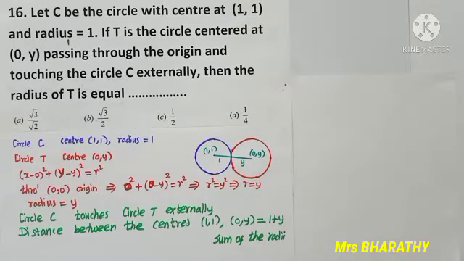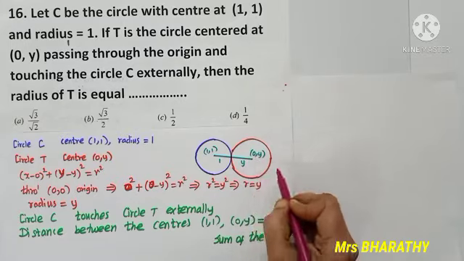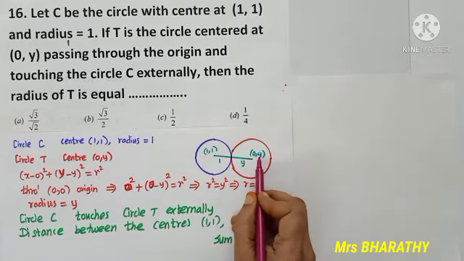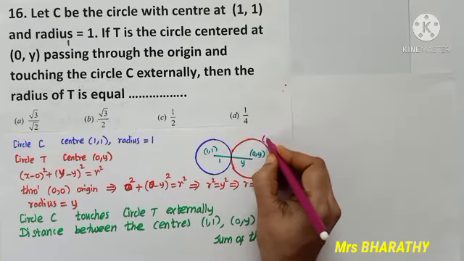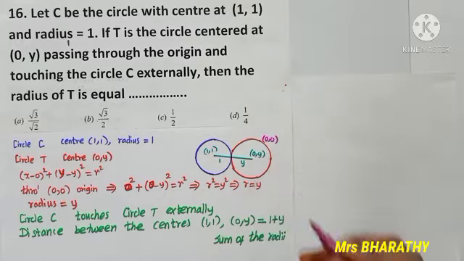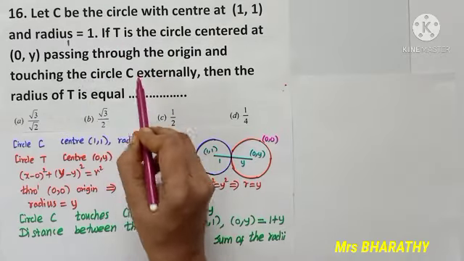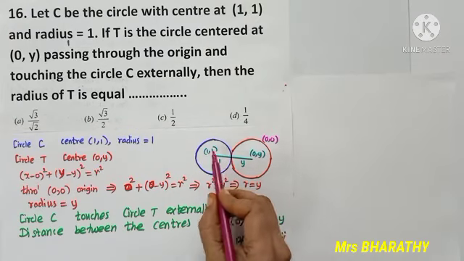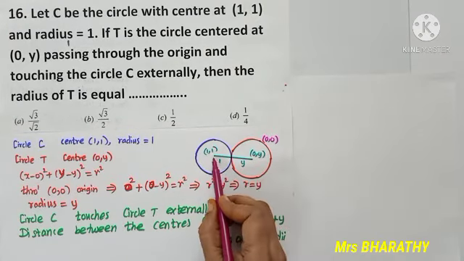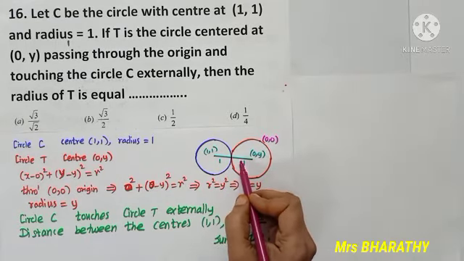Question number 16. C be the circle with center 1, 1 and radius 1. T is another circle, center at 0, y and passing through the origin. So given the second circle is passing through the origin. As we are given the 2 circles touch externally, we understand distance between the centers must be equal to sum of the radius. How to get radius of the second circle?